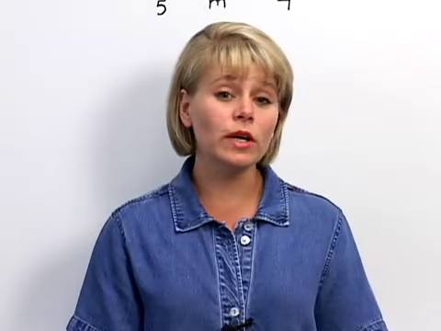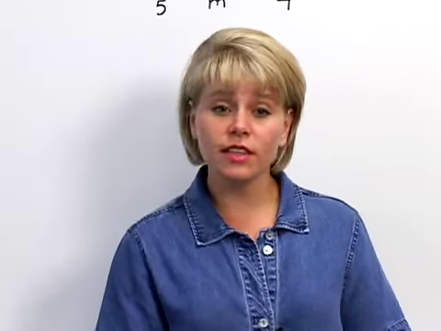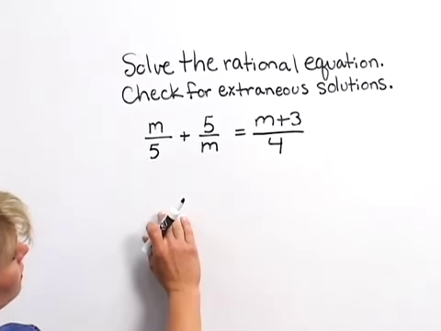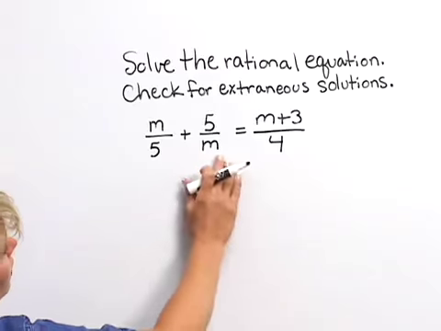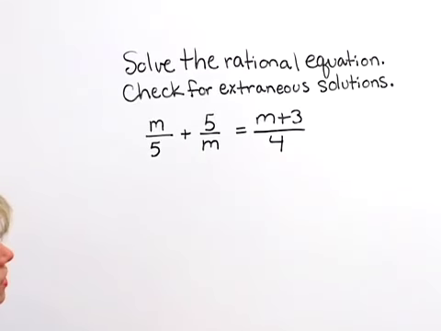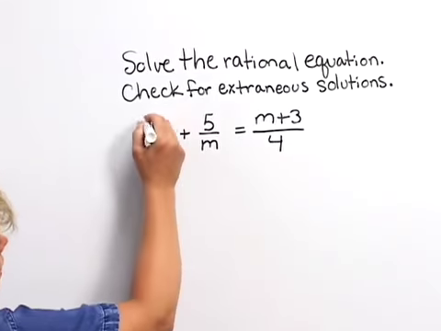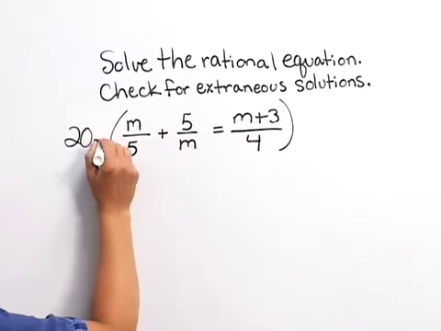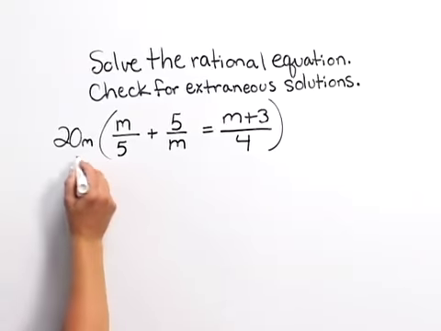Take a look at some equations that have rational expressions in them. For instance, this particular one here. Notice that the denominators of 5m and 4 would have a common denominator of 20m. If we multiply everything by 20m, we'll have a much nicer equation to solve.